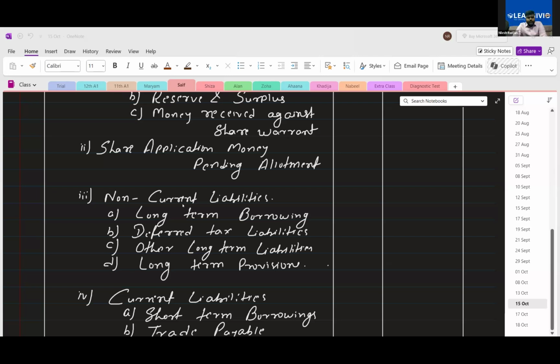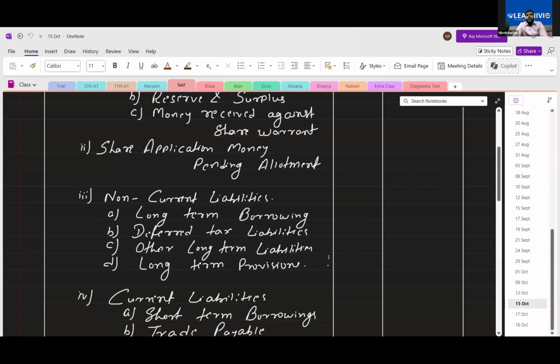So last class we did the long-term provisions. Then there is other non-current liabilities, or other long-term liabilities, you can say. In other long-term liabilities, we include items which can be said as current liabilities, but for a longer time period.